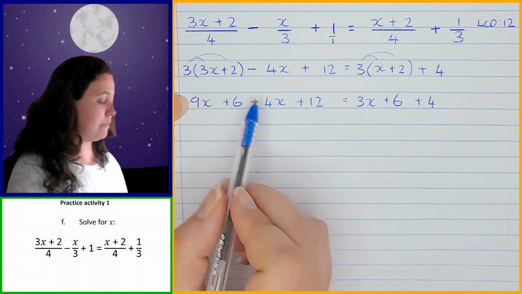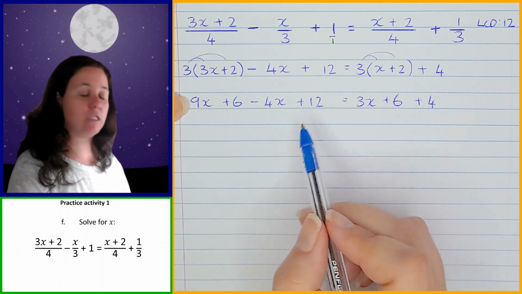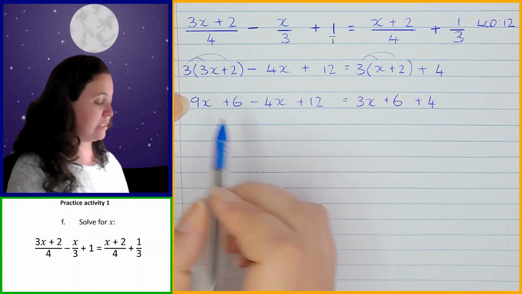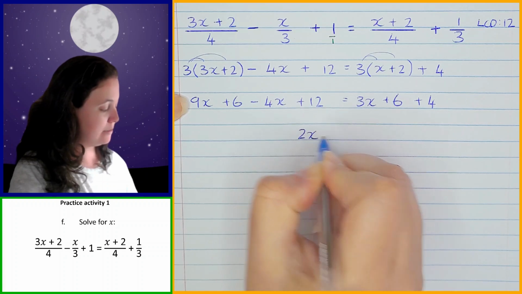On the left, I'm going to have my x's. So I've got 9x minus 4x. And then I need to get rid of this 3x over here, so I'm going to subtract 3x on both sides. So it's 9x minus 4x minus 3x. That gives me 2x equals.